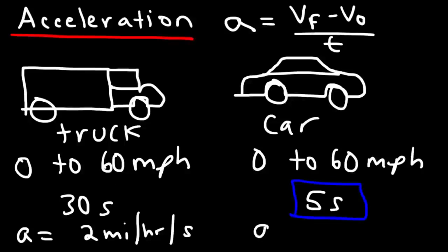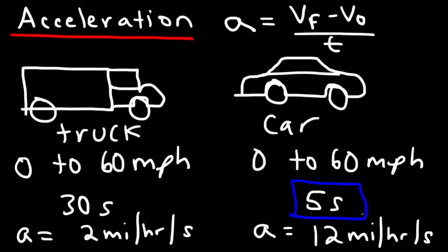Now, the acceleration of the sports car is 60 miles per hour. That's the change in velocity divided by 5 seconds. 60 divided by 5 is 12. So it's 12 miles per hour per second.